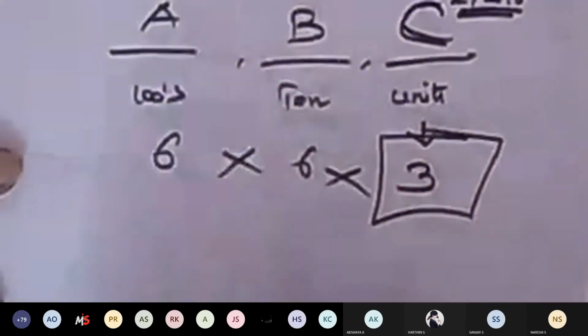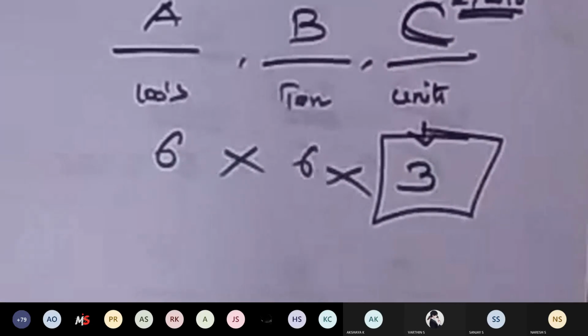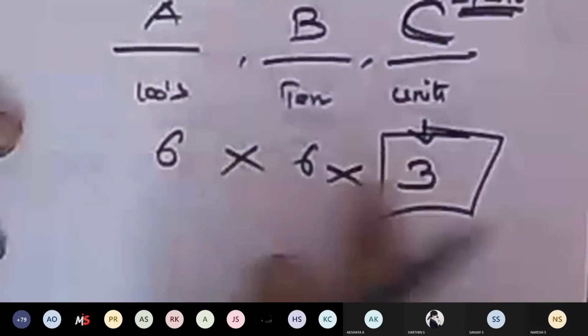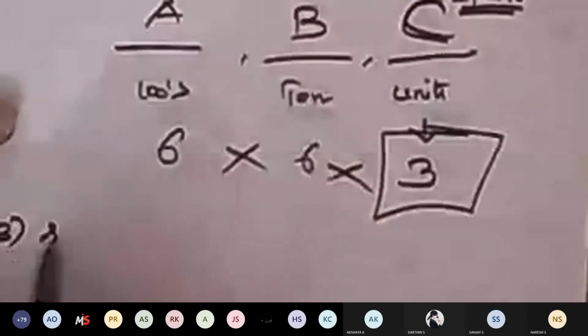So now tell me, how many ways can we form a 3-digit even number using the given condition? 108, sir. 6 into 6, 36. 36 into 3, 108.